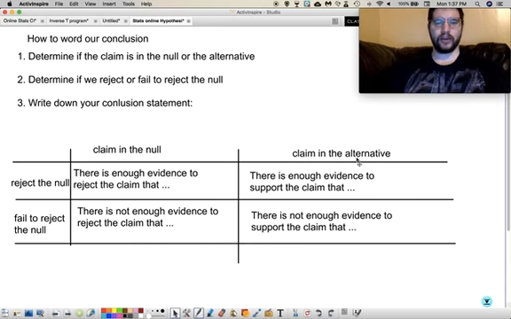Now, if the claim is in the alternative and we reject the null, then there is enough evidence to support the claim that whatever the claim is. Notice for the alternative, we use support. For the null, we either reject or fail to reject. The last case, the claim is in the alternative and we fail to reject the null. That would say there is not enough evidence to support the claim that whatever it may be. So here's the only time we actually support the claim. This is the only time we actually reject the claim.